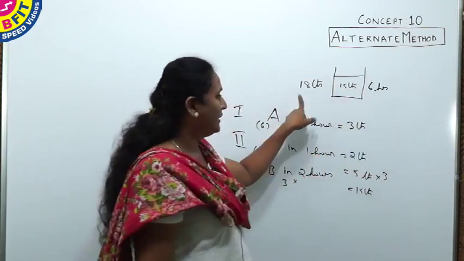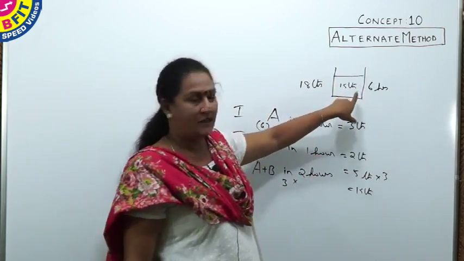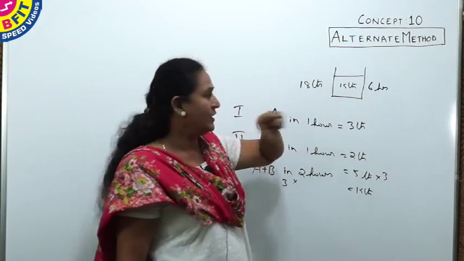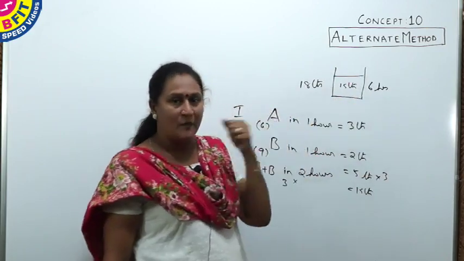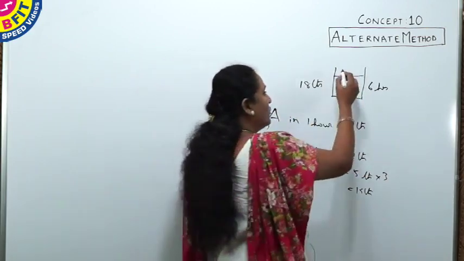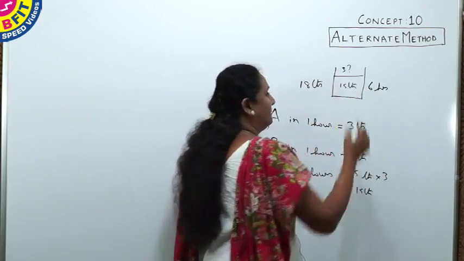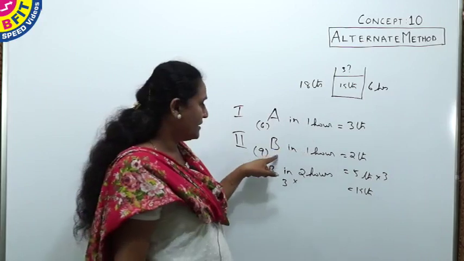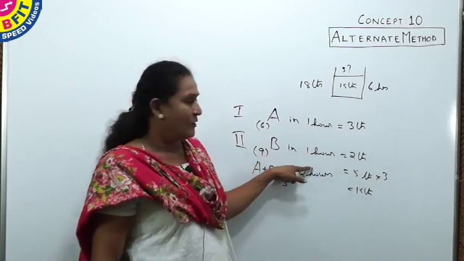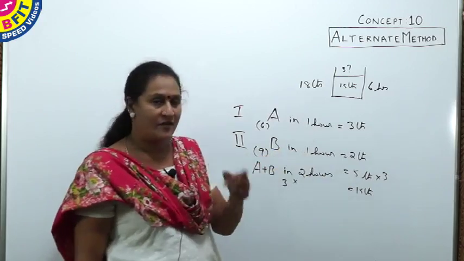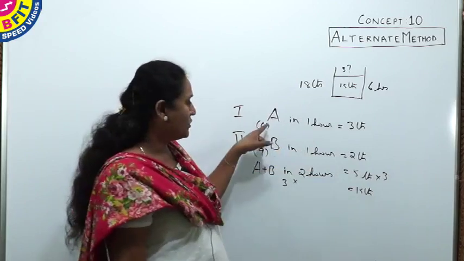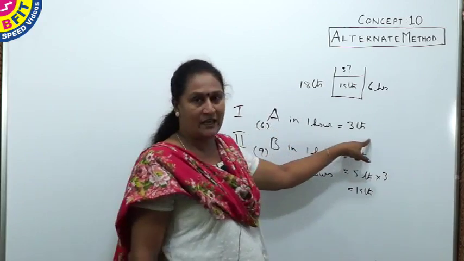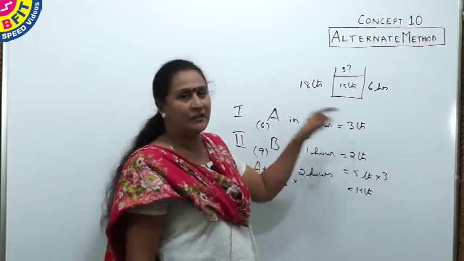So now in 18 liters, how many liters is there in the tank? 15 liters. In how many hours? 6 hours. Now how many liters do you need? 3 more liters. So what is 6? It is an even number. So it means that in the 6th hour B is open. Now which tap will open? After 6 it is 7. 7 is an odd number. We will open A.